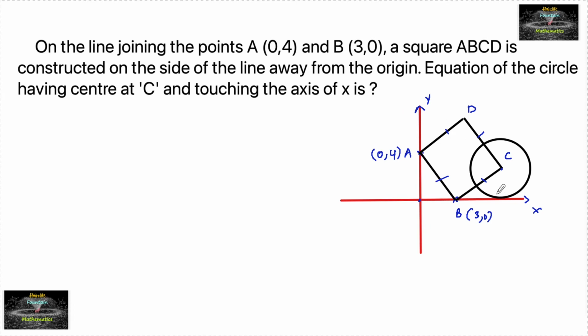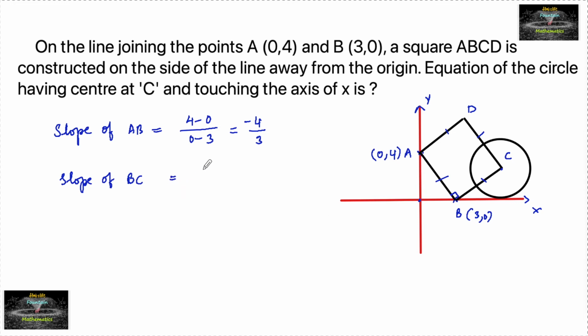Okay, to find the equation of the circle we need to find the center of the circle and the radius of the circle. So here, what is the slope of AB? Slope of the side AB is equal to (4 minus 0) divided by (0 minus 3), that is minus 4 upon 3, and hence the slope of BC will be, since AB is perpendicular to BC, 3 upon 4.